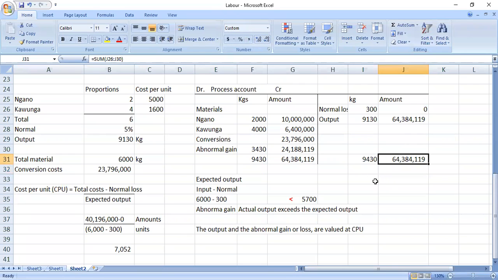So guys, that is how you do a simple process accounting or process account. Okay, so I can take some questions for now.